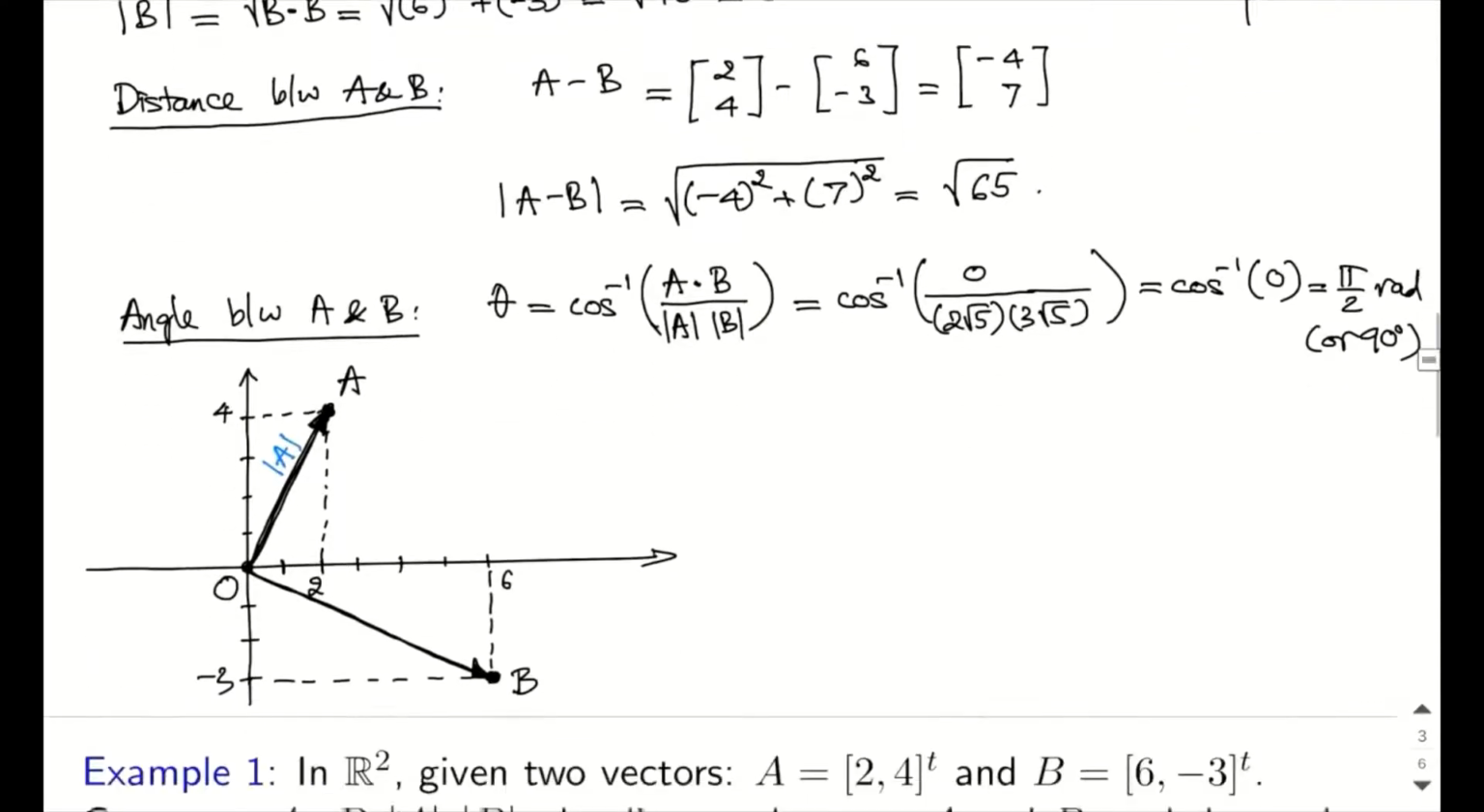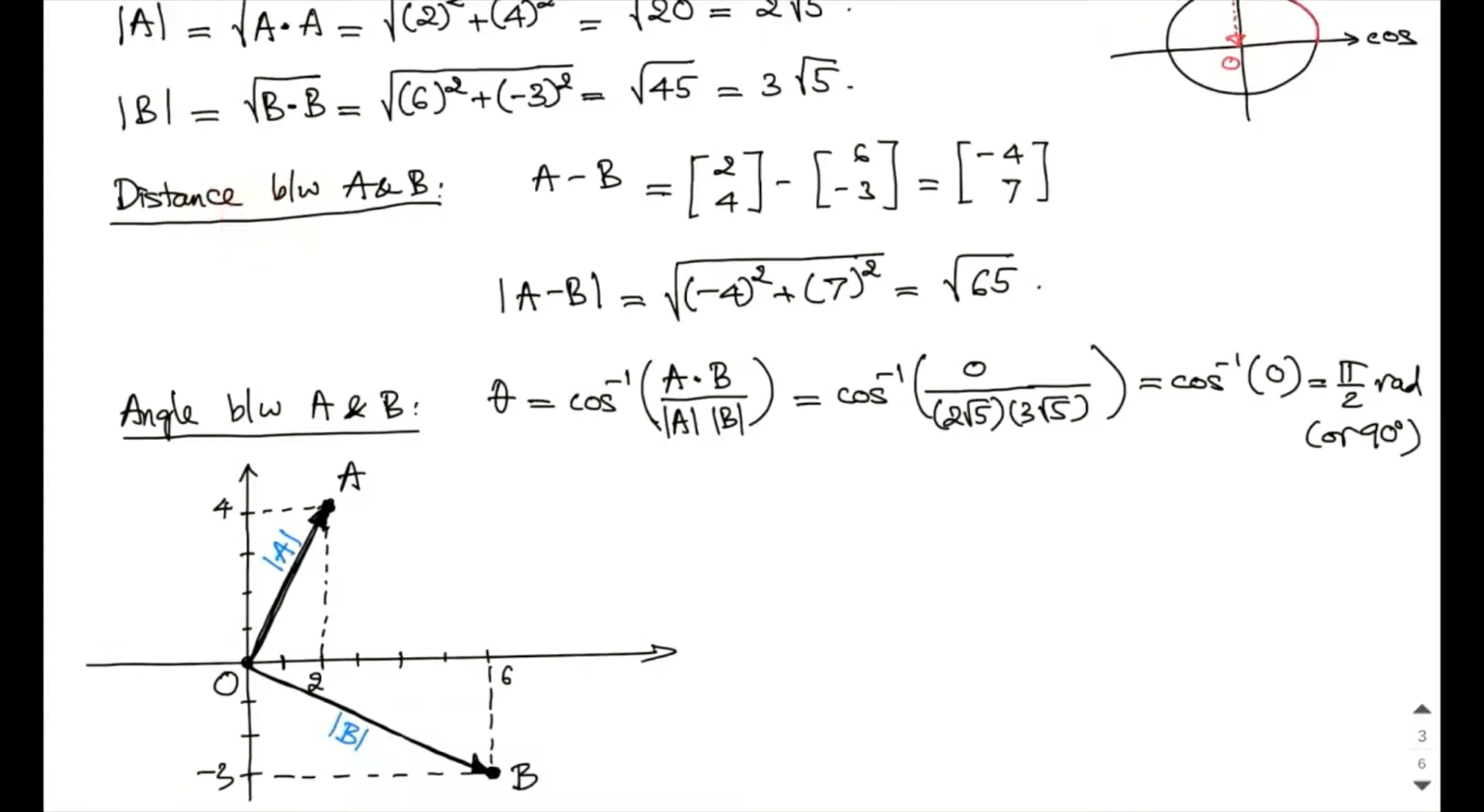Similarly, this is the length of B. The distance between two vectors A and B is going to be the distance between the point A and the point B. The angle between A and B is this guy. And in this case, we see and we know that the angle is 90 degrees.